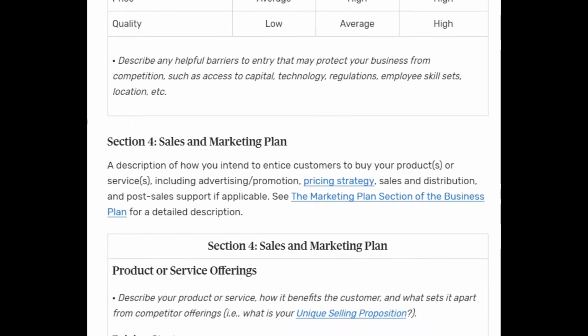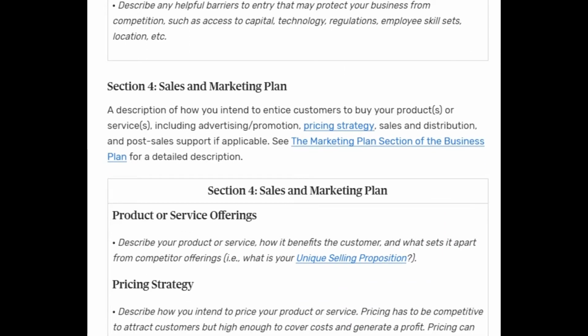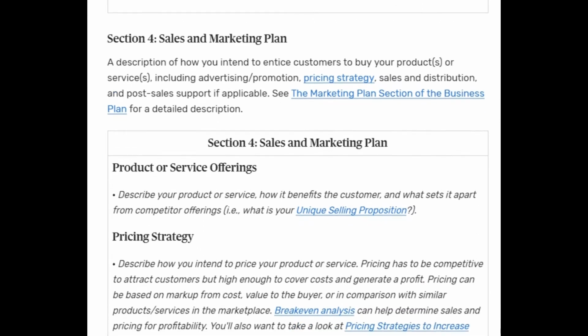So, sales and marketing plan. You must have a robust marketing and sales plan, even if you're running a social media marketing agency. It is a description of how you intend to entice customers to buy your products or service, including advertising, promotion, pricing strategy, sales and distribution, and post sales support if applicable. So mention the sales and marketing plan. The format is in front of you.